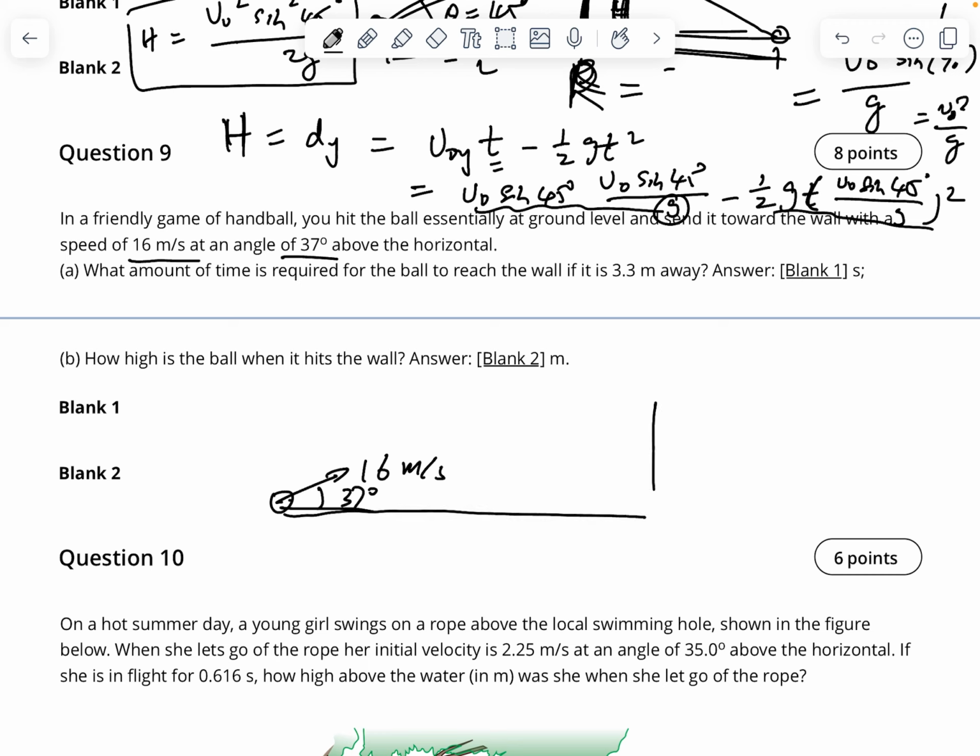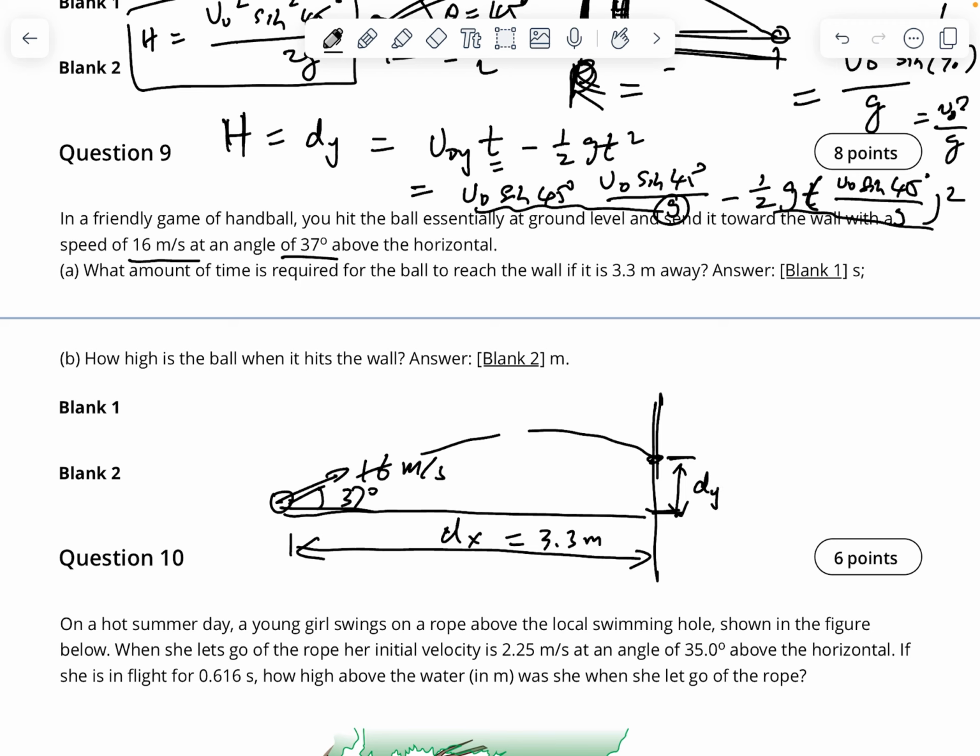This is the wall, and dx equals 3.3 meters away. So what happened here? This guy hits the wall. That's it. It also asks what amount of time it requires, and then how high the ball is when it hits the wall. So this one asks you about dy, right?